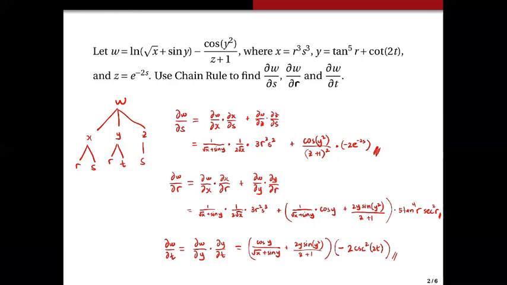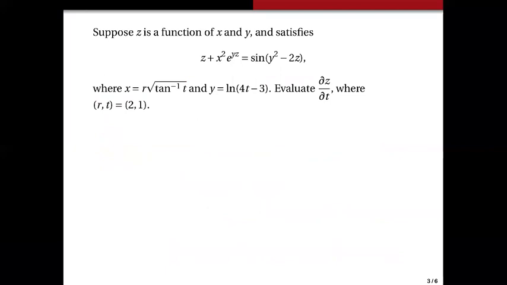Okay, so for this example, suppose z is a function of x and y and satisfies z plus x squared e to the yz equals sine of y squared minus 2z, where x is equal to this function, y equals this function. So x equals r square root of tangent inverse t, and y equals ln of 4t minus 3. We want to evaluate dz over dt, or partial z with respect to t, where r and t equal 2, 1.